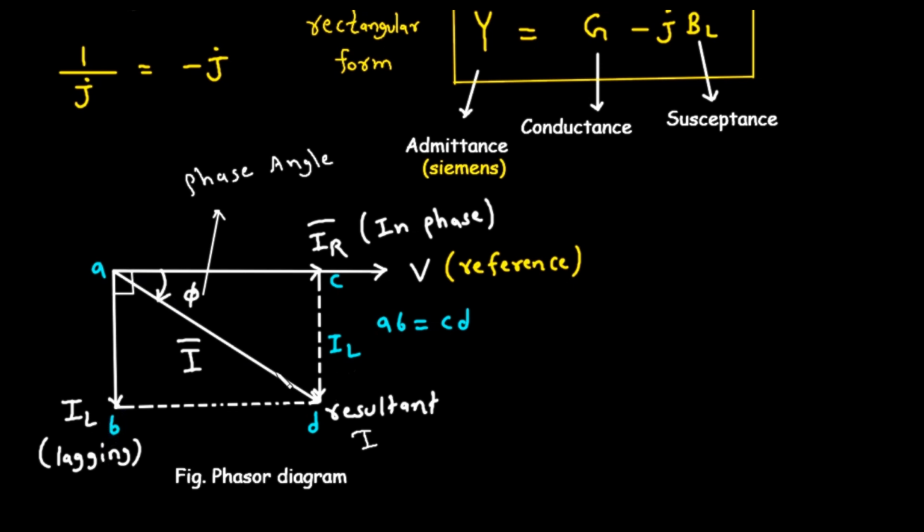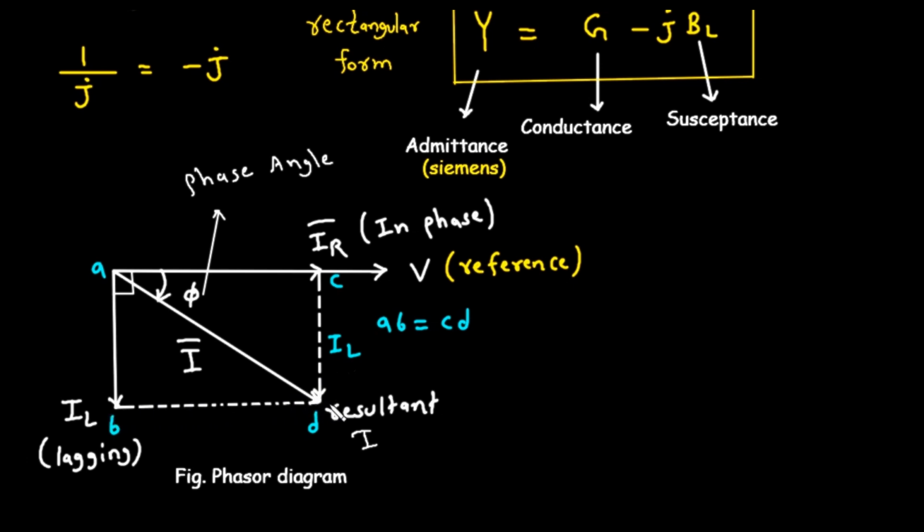The total current, I bar. Finally, we need to find the total current, I bar. Remember our KCL equation, I bar equals IR bar plus IL bar. This is a vector sum. To do this visually, we use the head-to-tail method. Imagine the phasor starting from a point labeled A. The resistor current, IR, goes from A to a point labeled C. The inductor current, IL, goes from A down to a point labeled B.